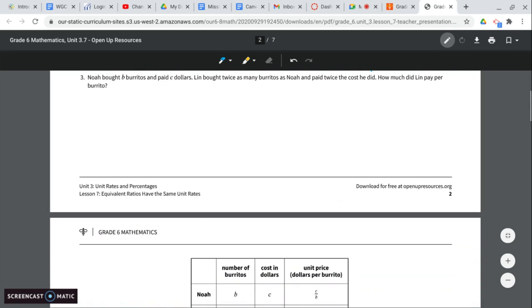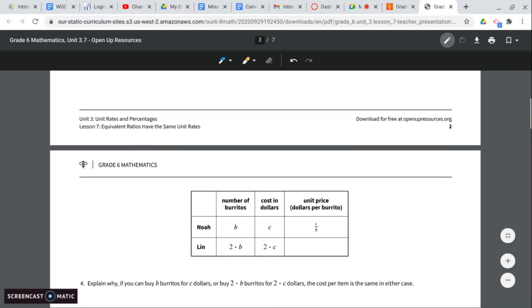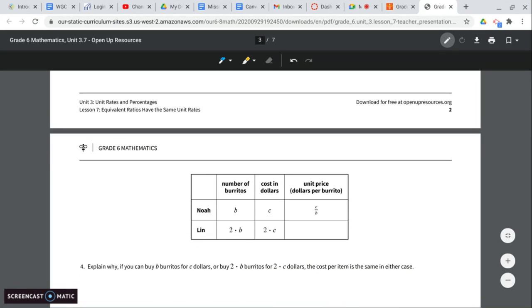So Noah bought B burritos and paid C dollars. Lynn bought twice as many burritos as Noah and paid twice the cost he did. How much did Lynn pay per burrito? So if we're taking the cost in dollars and dividing it by the number of burritos, Lynn has 2C over 2B. What do we notice? The 2's are going to cancel, so it's just C over B.